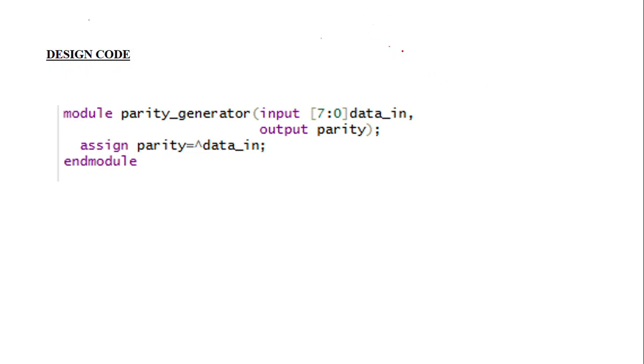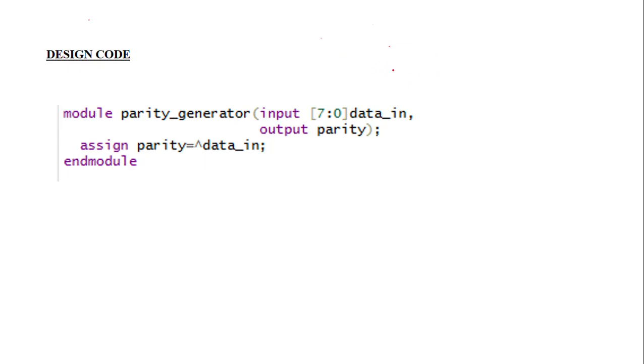So in this video, we discuss the parity generator. In real-time applications, when you want to send data from sender to receiver, you have to check whether the data is correct or not. For that purpose, we use parity. So how do you know what parity means? Here is a simple overview.